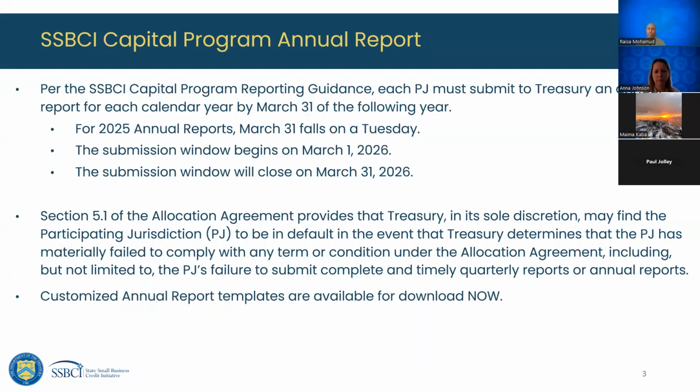All right, so annual reports for our capital program are required for all jurisdictions that have signed their allocation agreement on or before 12/31/2025. The annual report is a requirement based on your allocation agreement, and Treasury may find jurisdictions in default if we determine that the jurisdiction has materially failed to comply with any terms or conditions under the allocation agreement. The portal will be open for submission starting on March 1st and close on March 31st at 11:59 p.m., as Mima mentioned. The reporting portal will not accept any completed reports until March 31st.